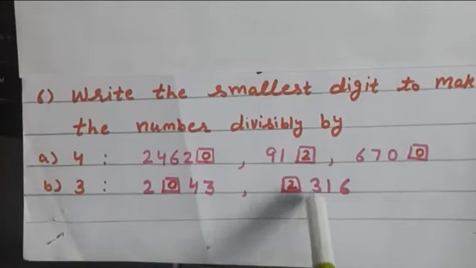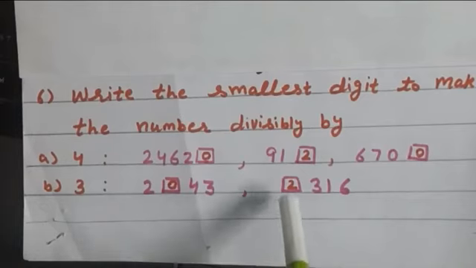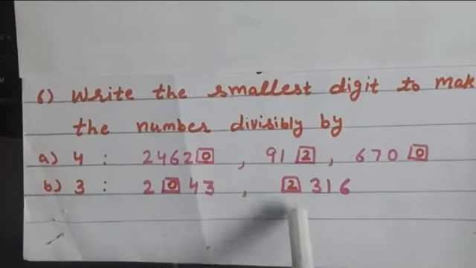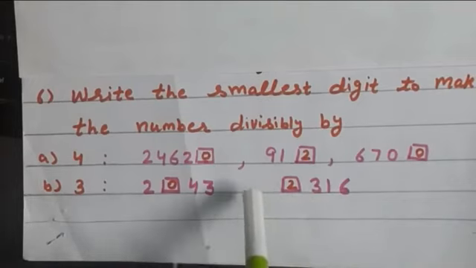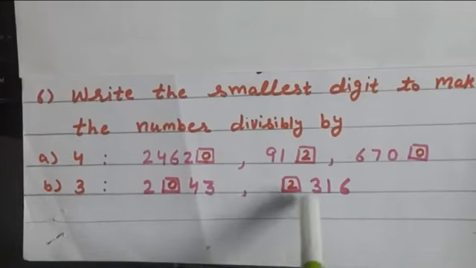Next, 3 1 6. 3 plus 1, 4. 4 plus 6, 10. Now, if we are taking 1 here, it will become 11. 11 is not divisible by 3. So we can't take. Next, if we are taking 0, 0 से भी divide नहीं होगा. 6 plus 1 plus 4 is 10. 10 plus 0, 10. Not divisible by 3. 1, it will become 11. 11 is not divisible by 3. Now 2. 10 plus 2, 12. Yes, 12 is divisible by 3. So we will take 2.